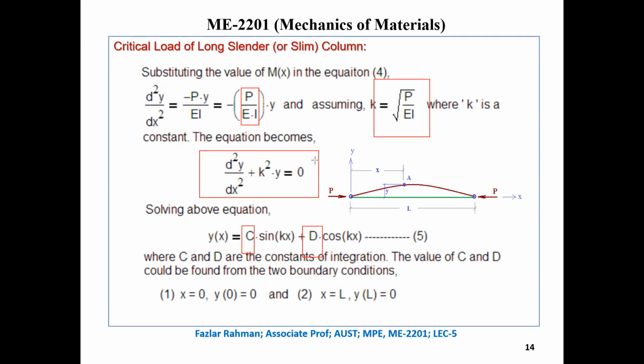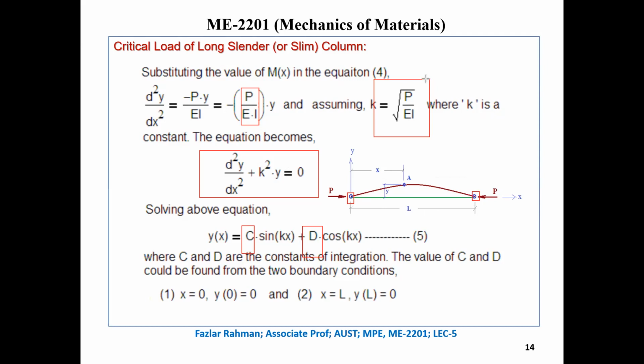And if you look at the figure, we can figure out two boundary conditions. When x equals 0, what will be the value of y? 0, right? Because x equals 0 means you are right at this point, and the y value is 0. And if you put x equals L, what will be the value of y? 0. So these two boundary conditions applied to equation 5 will give us the values up to a constant.